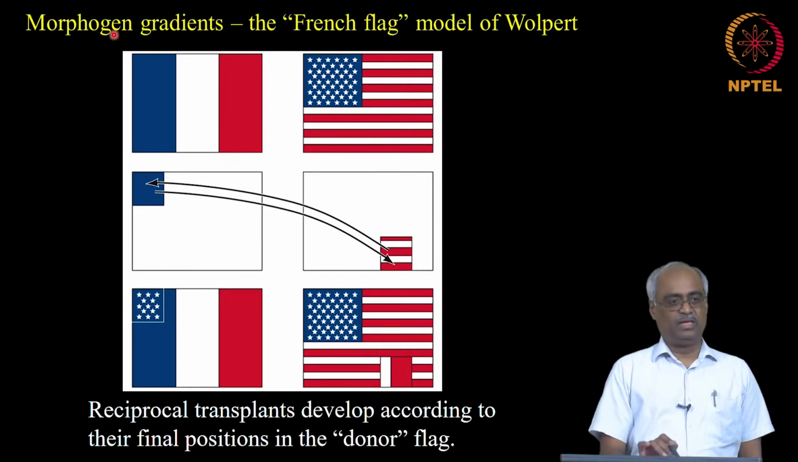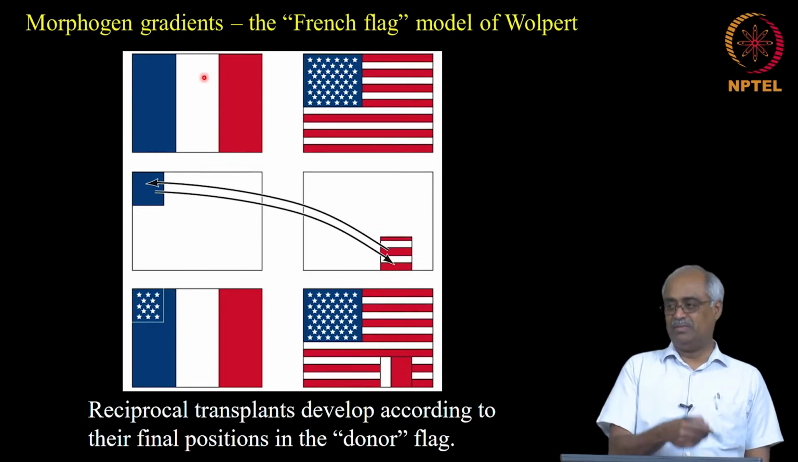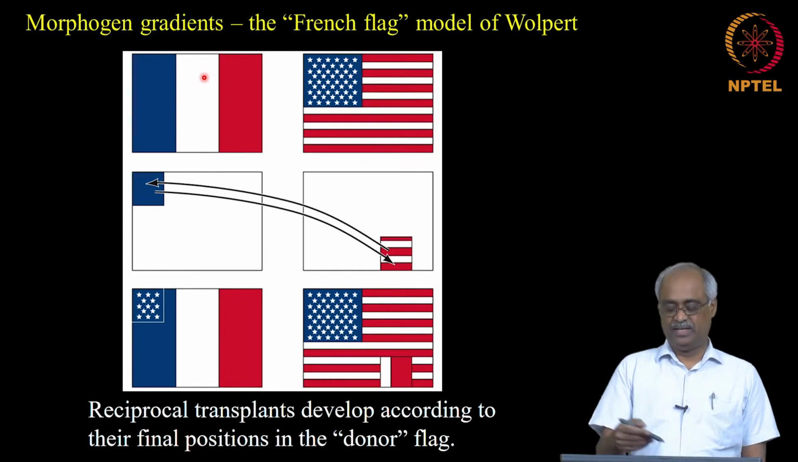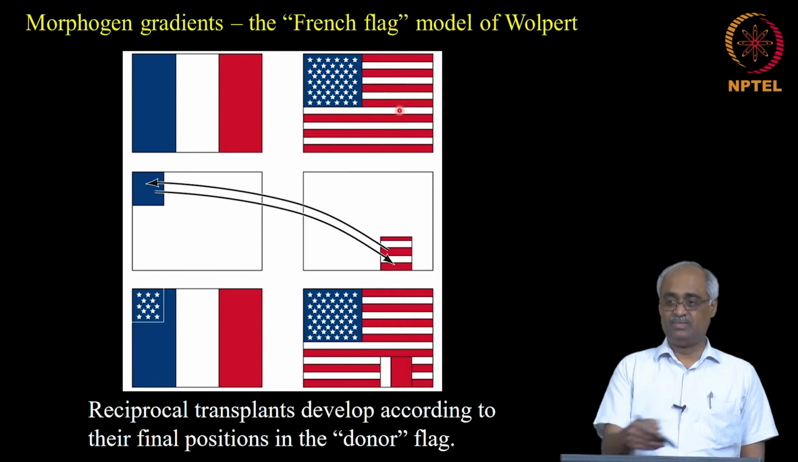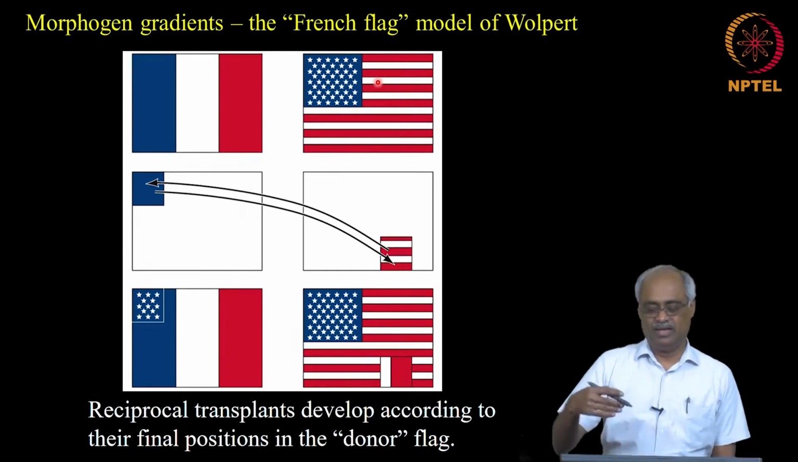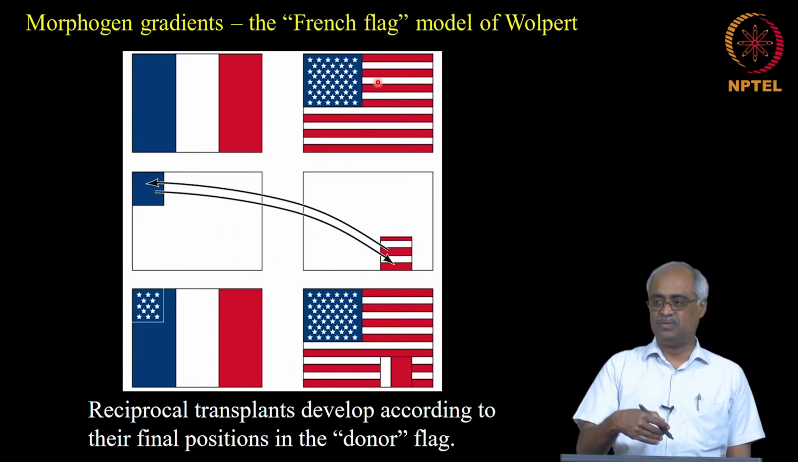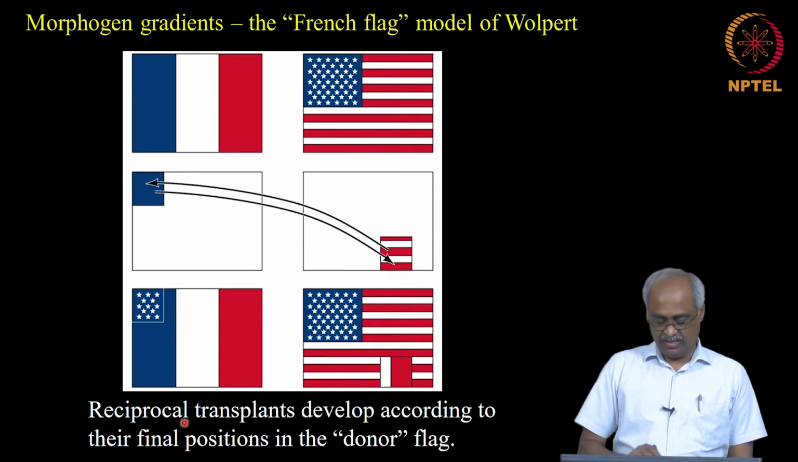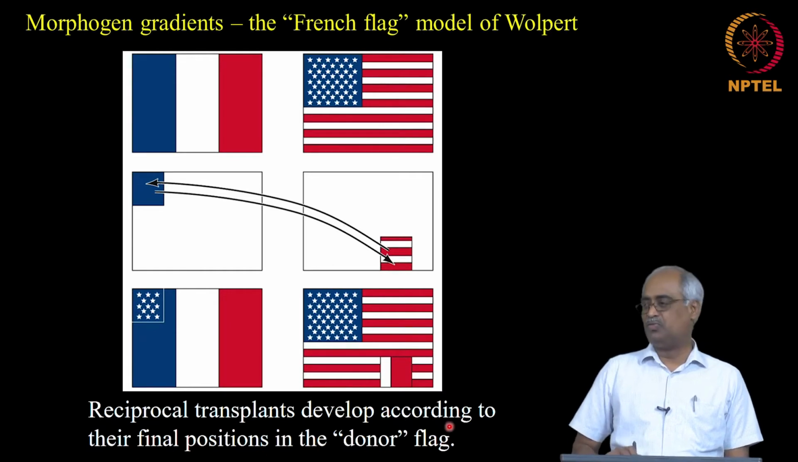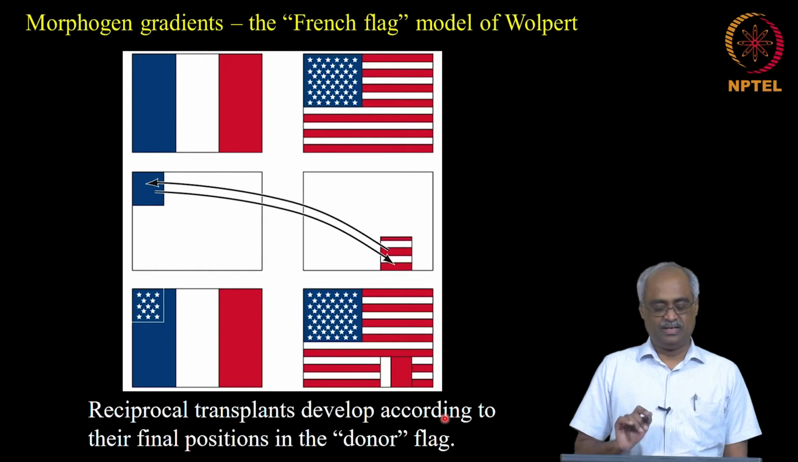This red and blue making instruction is there in the French flag embryo, but that is not there in the American flag embryo, which also responds to the same morphogen gradient, but its genetic programming that has happened in earlier steps is that this is going to make horizontal stripes or the stars and blue color, and that is why this happens. Okay. Reciprocal transplants develop according to their final positions in the donor flag. So, this is the idea of morphogen and morphogen gradient.